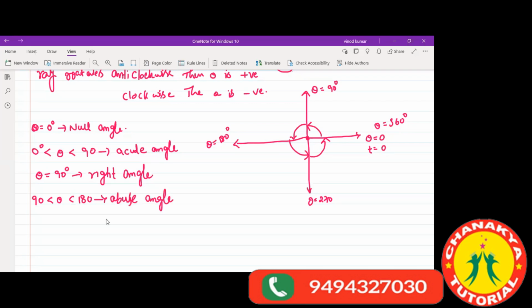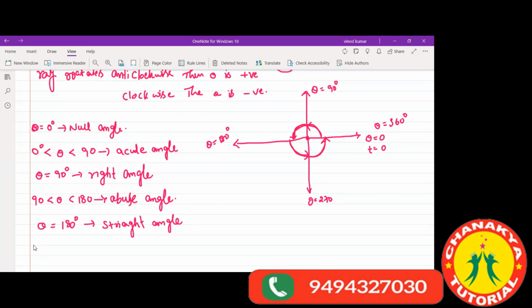When theta equals exactly 180 degrees, this is called a straight angle. A straight angle means a straight line. This angle is 180, and this angle is also 180. 180 plus 180 is 360.